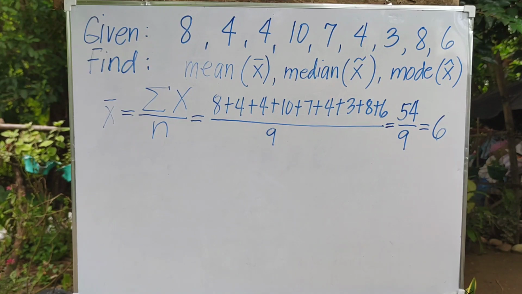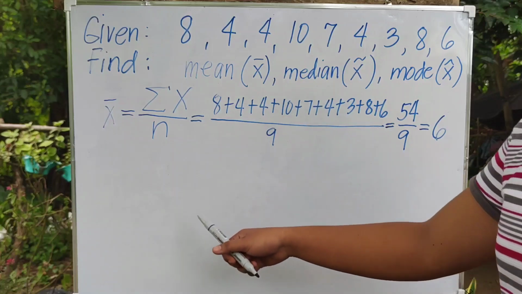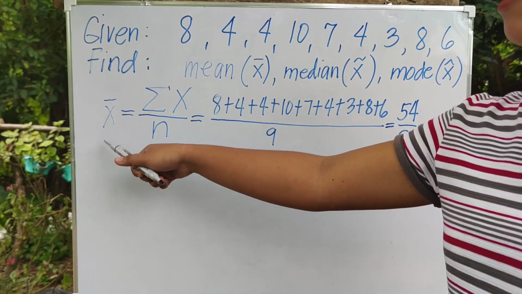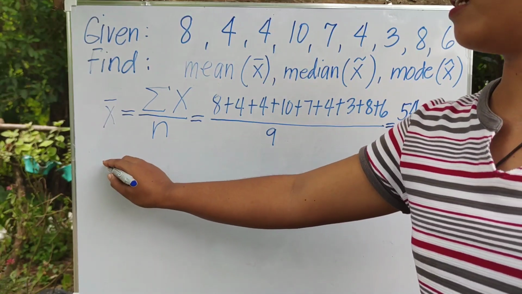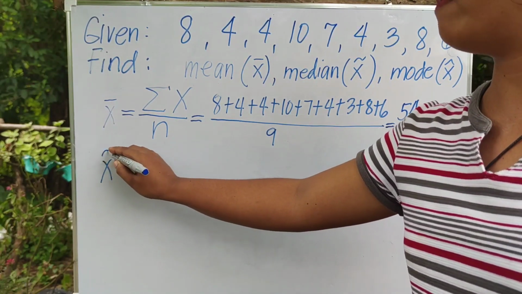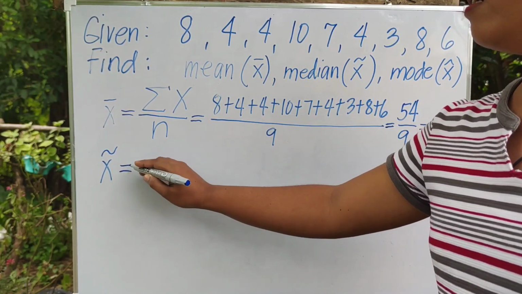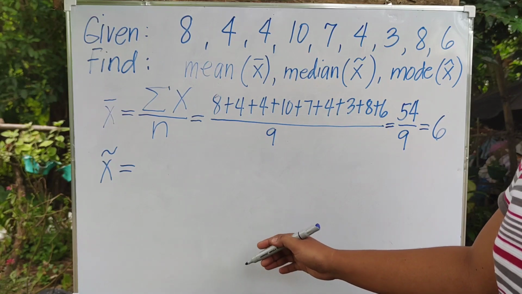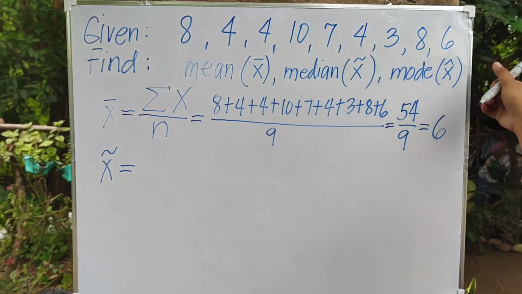We have another average to compute, that is the median. However, when I say the regular meaning of average, that pertains to the mean. So let's try to get another average, the median. That is just determining the middlemost number after the arrangement. Let's try first to arrange this set of values.